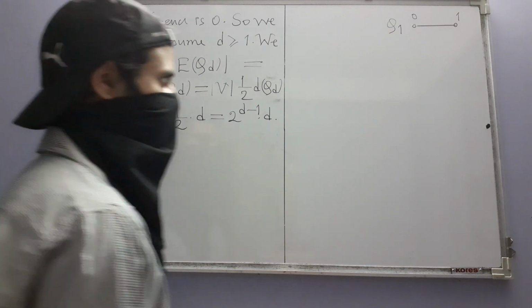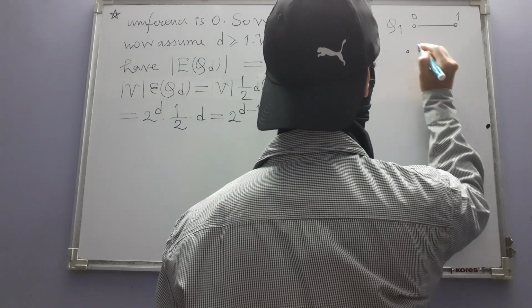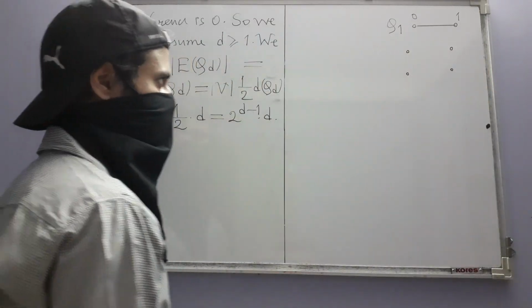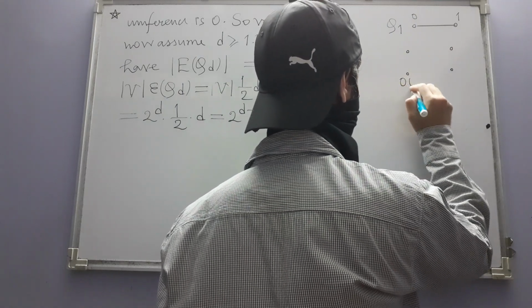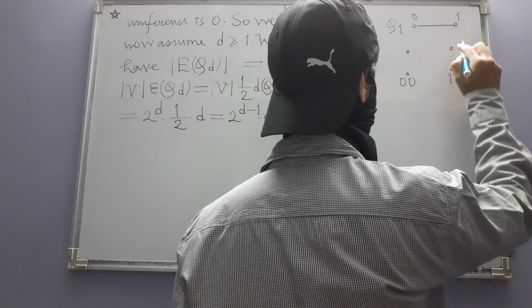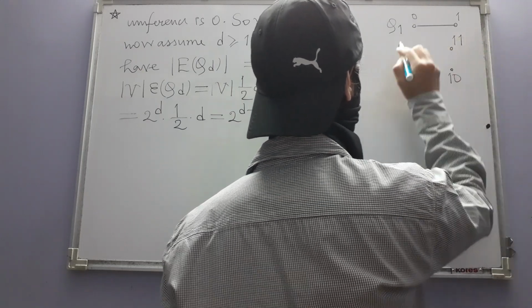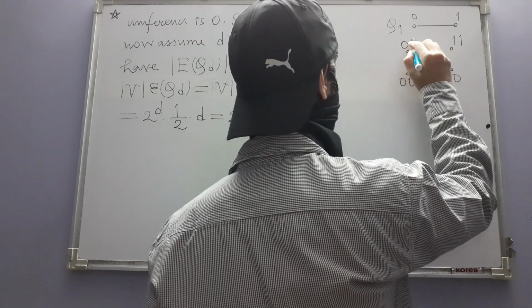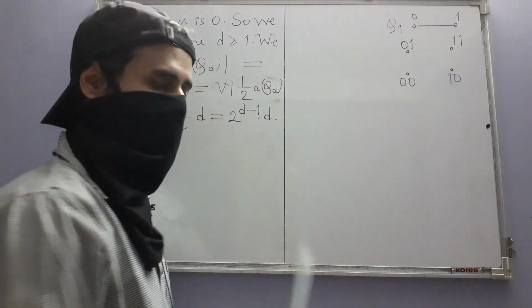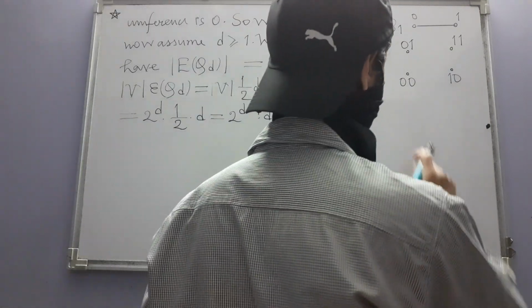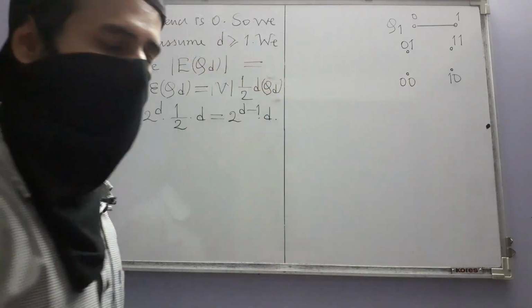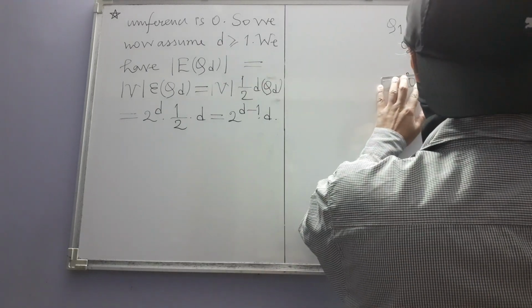In Q2 we will have strings of length 2. So there will be 4 vertices corresponding to these strings. 0 0, 0 1, 1 1 and 1 0. This is not 10 and this is not 11, that of course you understand. Because here only the first positions differ, so these two will be adjacent.